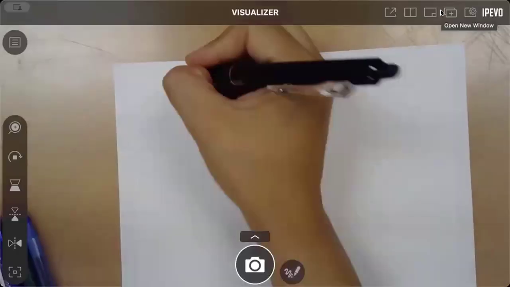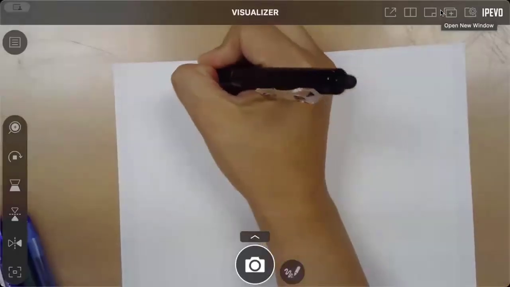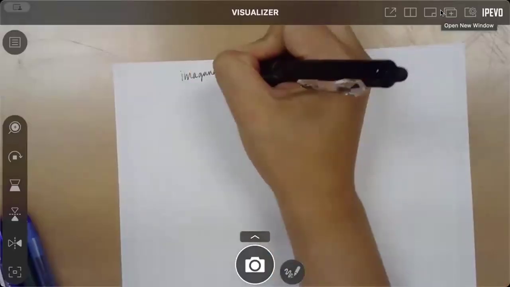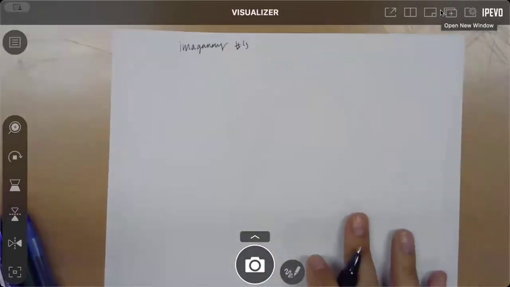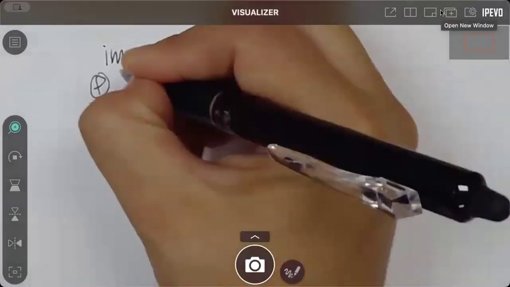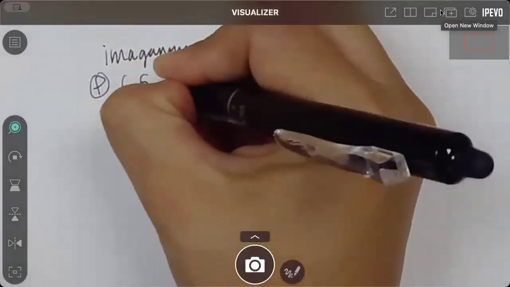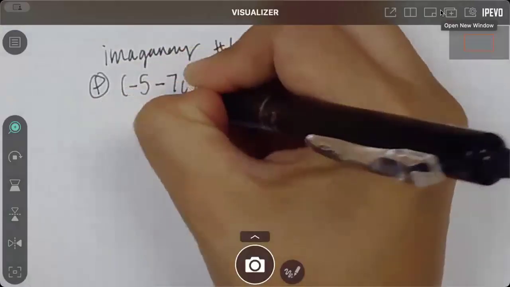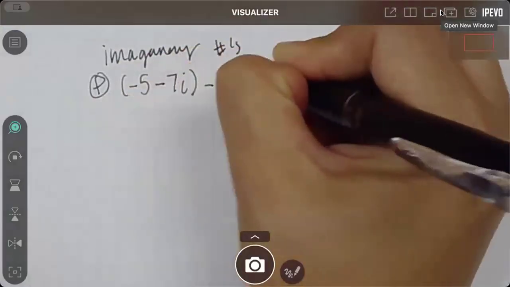All right, guys, now I'm gonna do 3 problems on imaginary numbers, okay? Okay, our imaginary numbers. So, this is F on your study guide, -5 minus a 7i minus 7 plus an i.